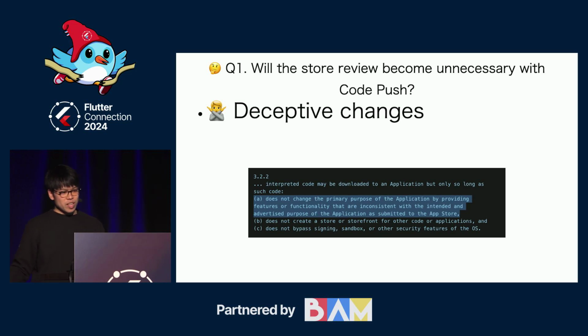Another example is changing in-app purchase providers. If your app has IAP providers and the contents are digital, the transaction fee is up to 30%. However, with code push, after the store review approval, you can change IAP providers to something like Stripe to reduce the fees to 3%. This is also technically achievable, but it's not allowed.